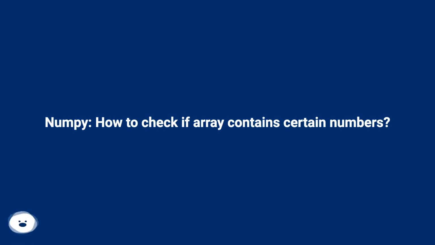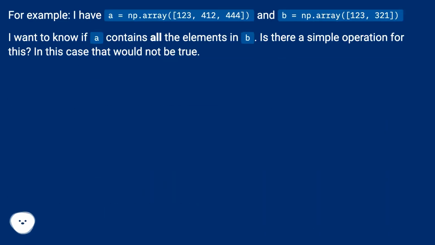NumPy: how to check if an array contains certain numbers? For example, I have a equals np.array([123, 412, 444]) and b equals np.array([123, 321]). I want to know if a contains all the elements in b. Is there a simple operation for this? In this case, that would not be true.